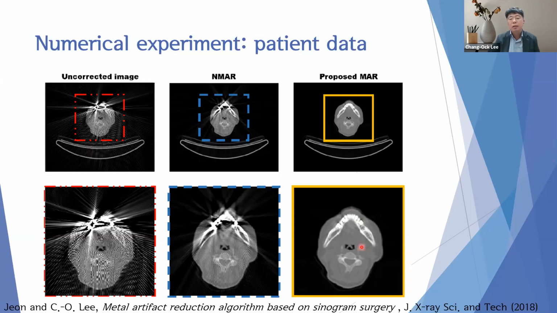So for the success of our method, we had two steps. One is average feeding, and another is sinogram surgery. And for the average feeding, we need to identify the regions which surround the metal regions. Okay, that's a key factor in this method.